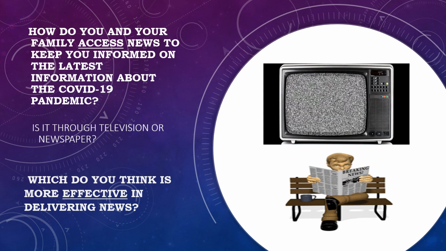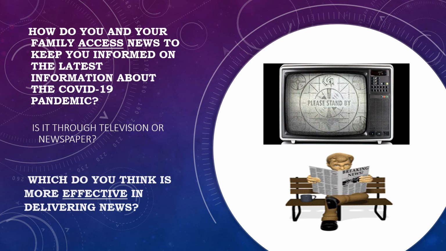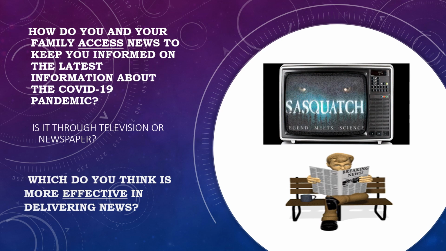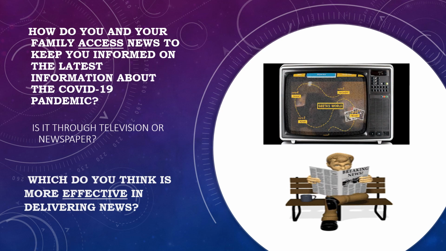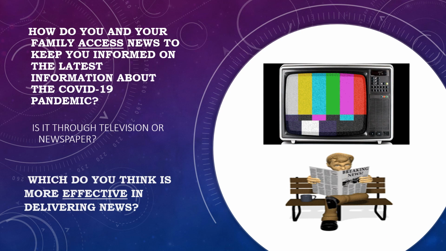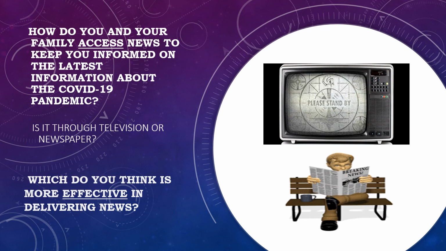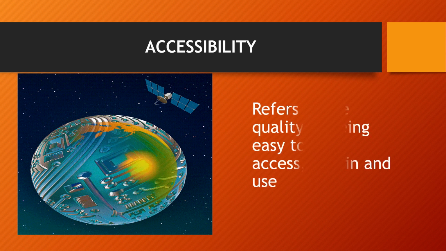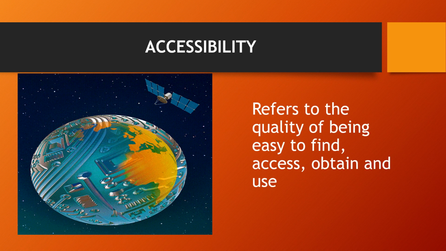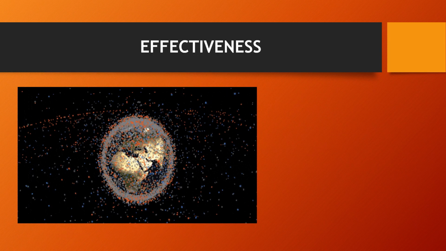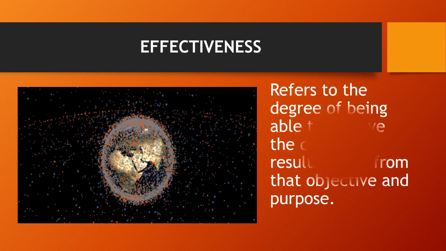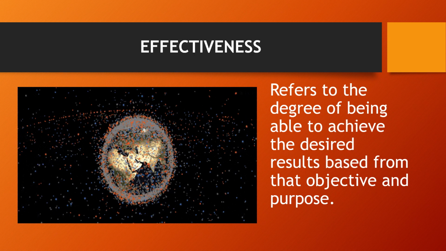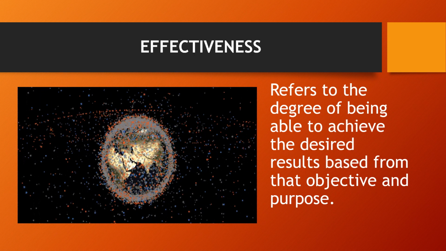Here, we are talking about the accessibility of the information. Which one is more accessible to you and what is within your reach? We are also talking about how effective this is in giving you the information that you need. Remember that when we talk about accessibility, it refers to the quality of being easy to find, access, obtain, and use. While effectiveness refers to the degree of being able to achieve the desired results based on the objective and purpose.